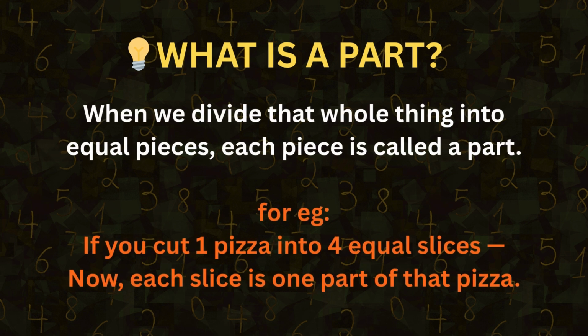What is a part? When we divide the whole thing into equal pieces, each piece is called a part. For example, if you cut one pizza into 4 equal slices, each slice is one part of that pizza.